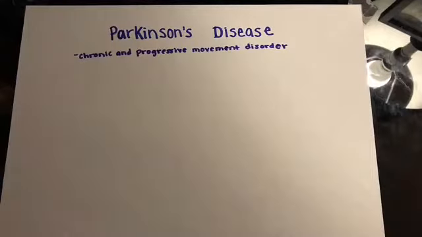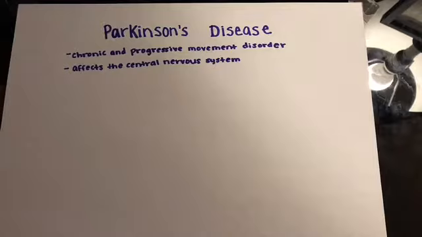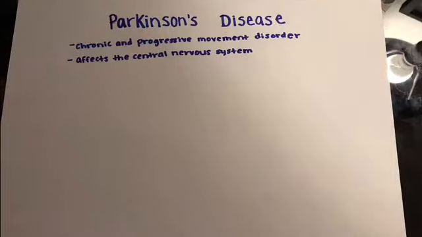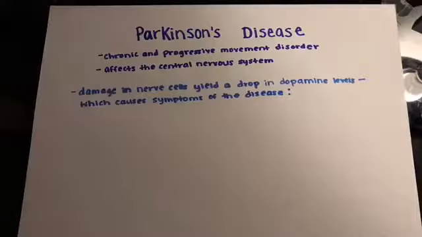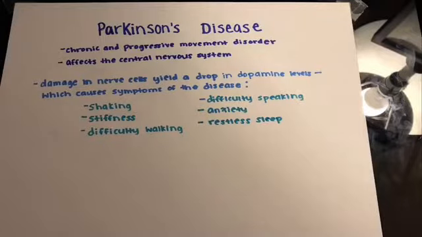Parkinson's disease is a chronic and progressive movement disorder that affects the central nervous system. It affects structures like the basal ganglia, which is involved in the coordination of movement. Damage in nerve cells yields a drop in dopamine levels. Dopamine is a neurotransmitter that is responsible for transmitting signals between neurons of the brain. It is important in initiating and starting movement. A drop in these levels is what causes symptoms of Parkinson's disease.